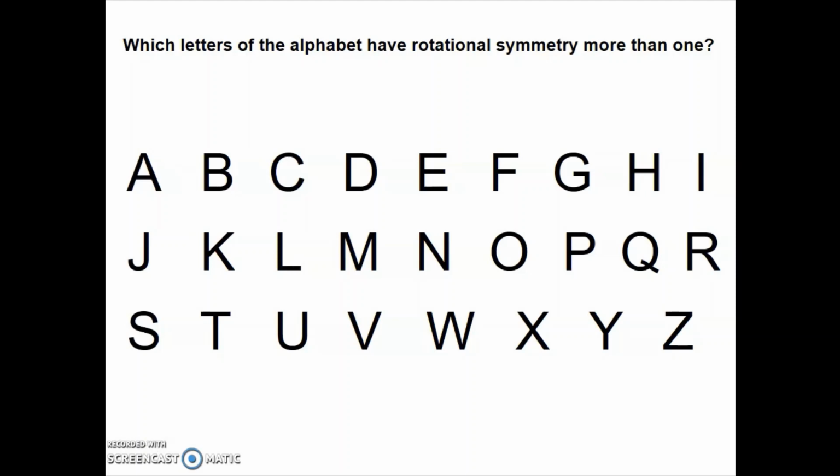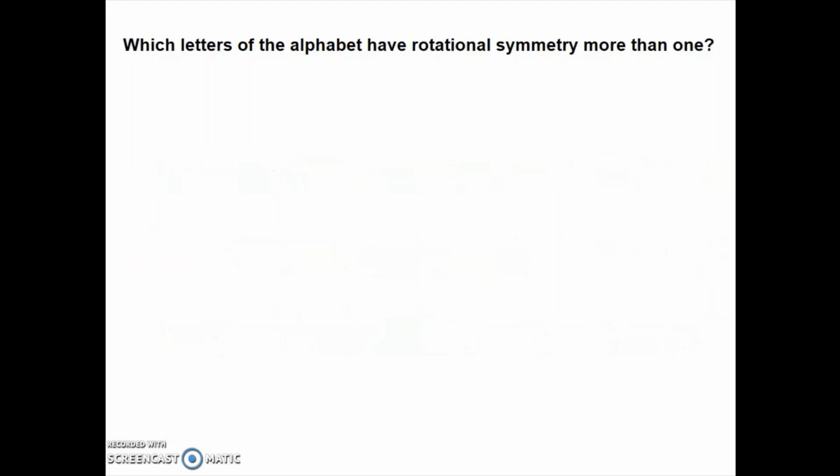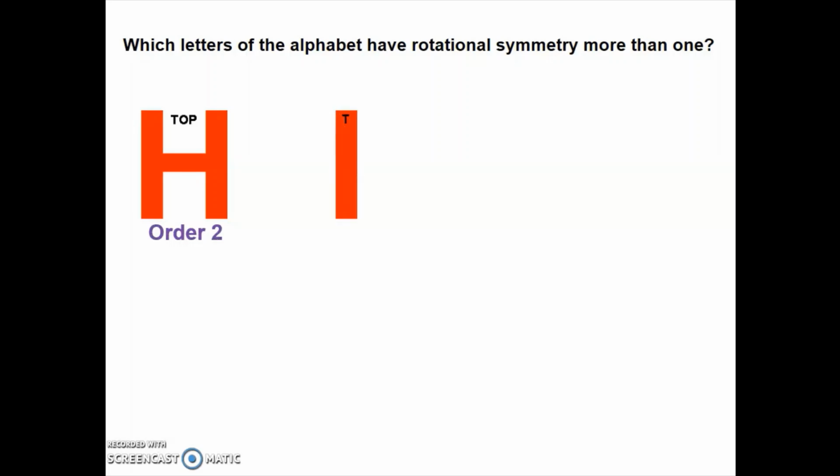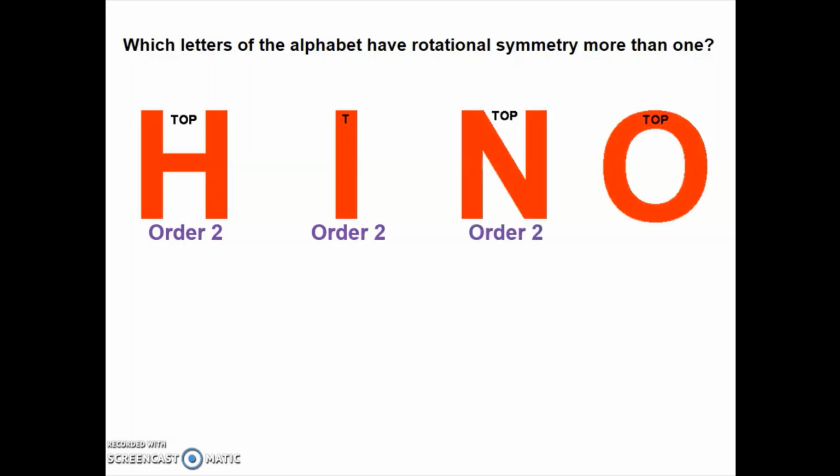Okay, welcome back. So I'll just talk through those letters, when displayed as capital letters, that would have an order greater than 1. So we have the letter H. If we rotate the letter H, it will look like itself when it is upside down and when it is the original shape. So therefore it has an order 2. The capital letter I, if we rotated it, it would look like itself when it was upside down, giving it an order 2 as well. The letter N, if we rotated it 360 degrees, you can see at this point it would look like the original N, also giving it order 2.